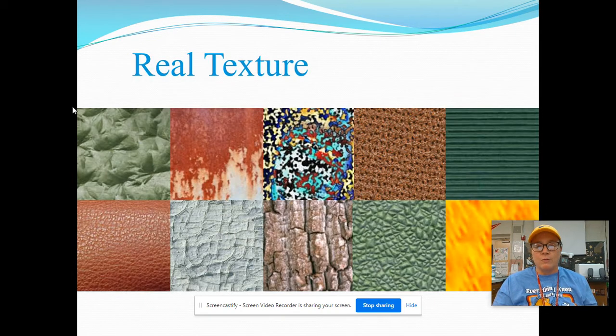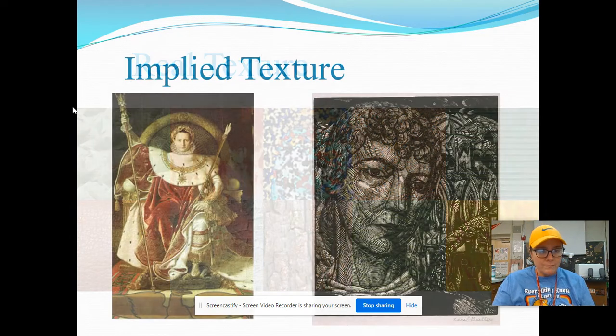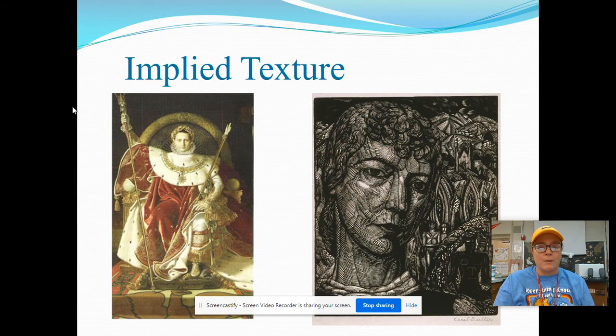Okay, so real texture in real time, different fabric pieces, all sorts of different things you could do, like a rubbing. I don't know if y'all did that when you were in elementary school, where you put a coin under there and rub it with a piece of paper. Create some kind of a texture. Implied texture is trying to make something have a certain feel to it. So, for example, that person's outfit is very smooth and velvety, and then on the right it looks very choppy, almost carved out of wood, but really that's just a big pen drawing.